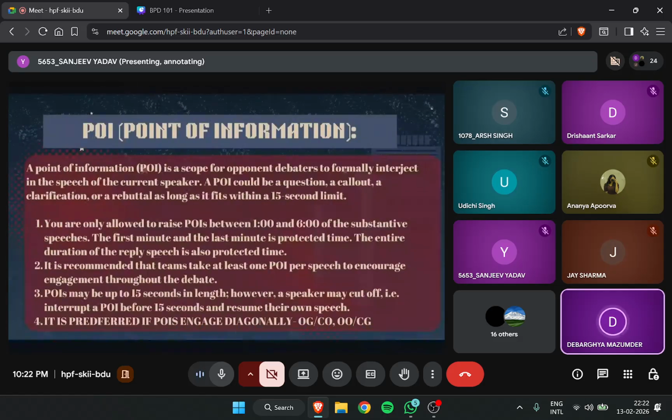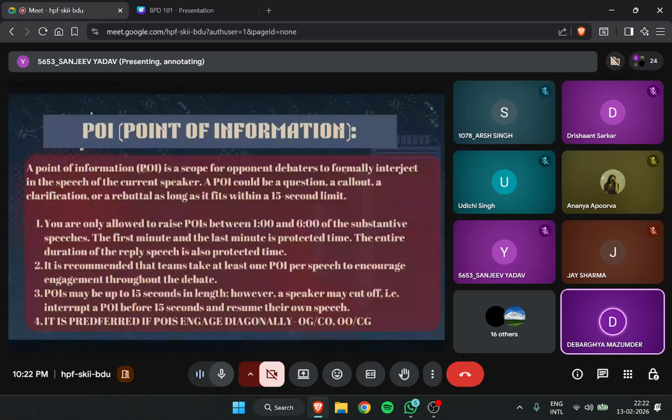I will just take the POI slide as well. Right. What is the point of information in a British parliamentary debate? The concept of a point of information, or POI, remains the same as in APD, but there is a slight difference. The definition is the scope for opponent debaters to formally interject in the speech of the current speaker. A POI could be a question, call out, a clarification, or a rebuttal as long as it fits within a 15 second limit. Okay, so how is it different in BPs?